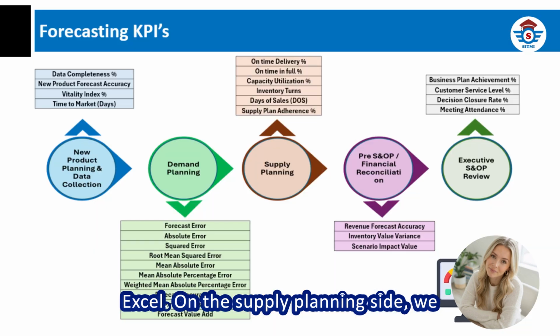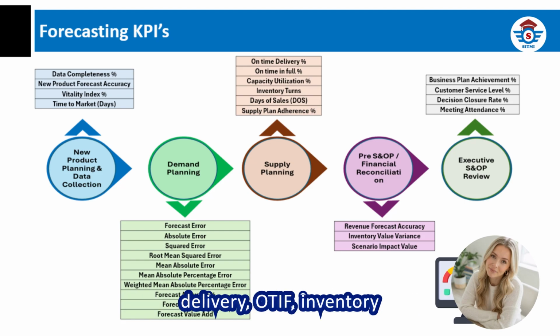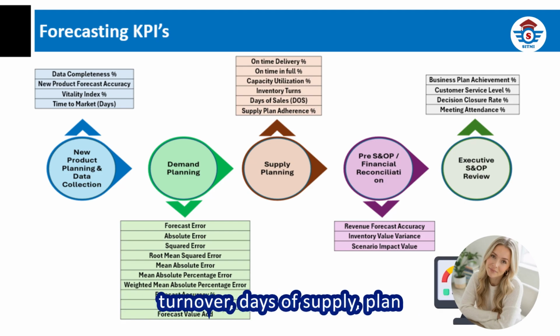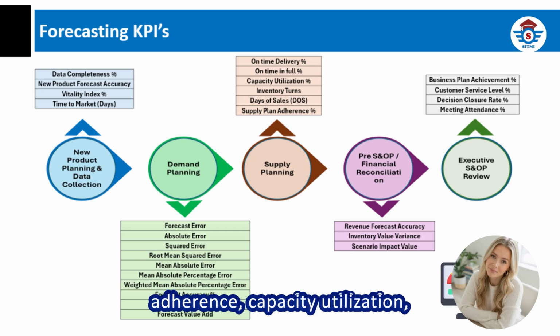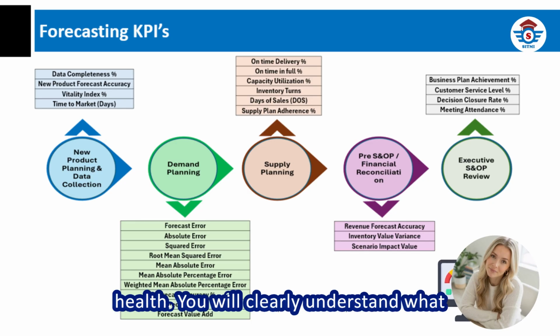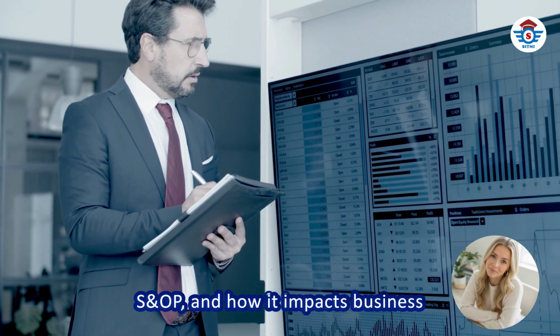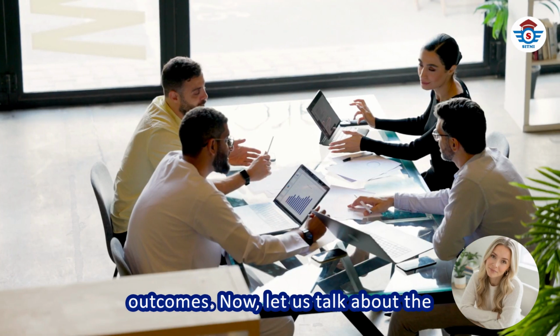On the supply planning side, we cover critical metrics such as on-time delivery, OTIF, inventory turnover, days of supply, plan adherence, capacity utilization, material availability, and inventory health. You will clearly understand what each metric means, why it matters in S&OP, and how it impacts business outcomes.